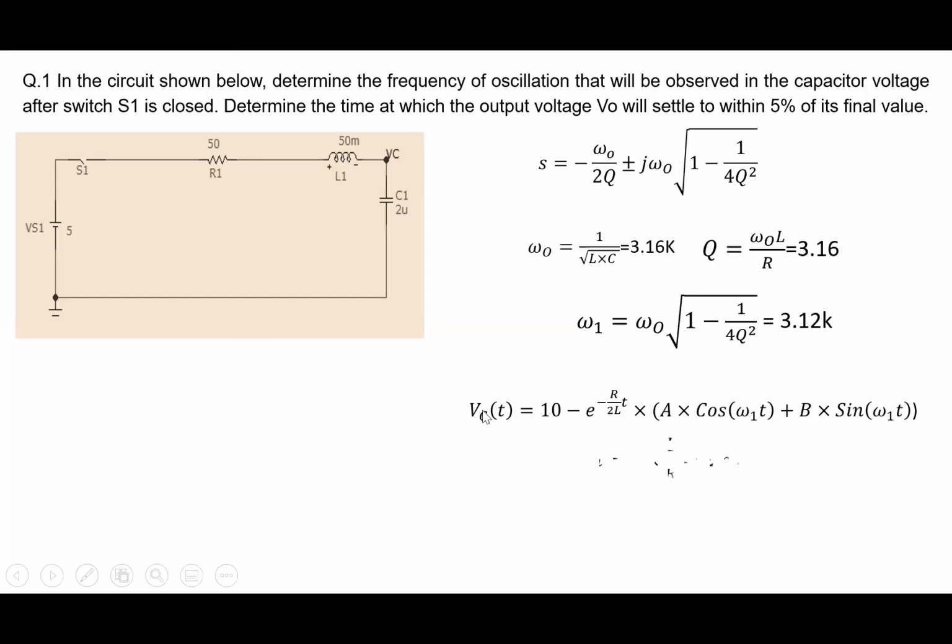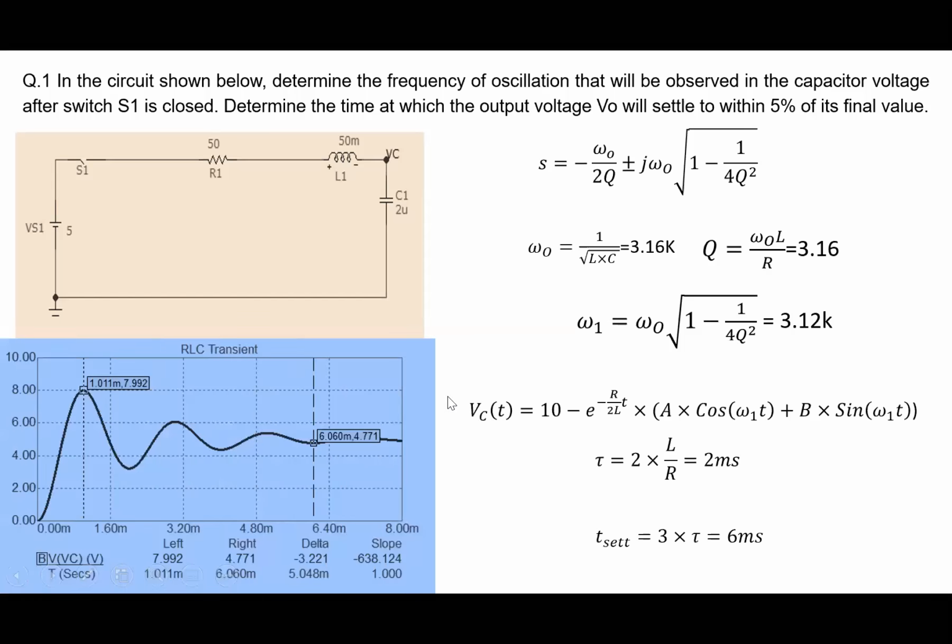Okay. So the capacitor voltage, when it's in this oscillatory form, is given by the steady state value. There is a correction here. This should be 5. VC(t) is equal to 5 here, and then there is this oscillatory part here. And note that the oscillatory part is decreasing at the rate of e to the power minus R by 2L t. So e to the power minus t by tau, where tau is 2L by R, which turns out to be 2 milliseconds. And we've asked how much time will it take for it to settle within 5%.